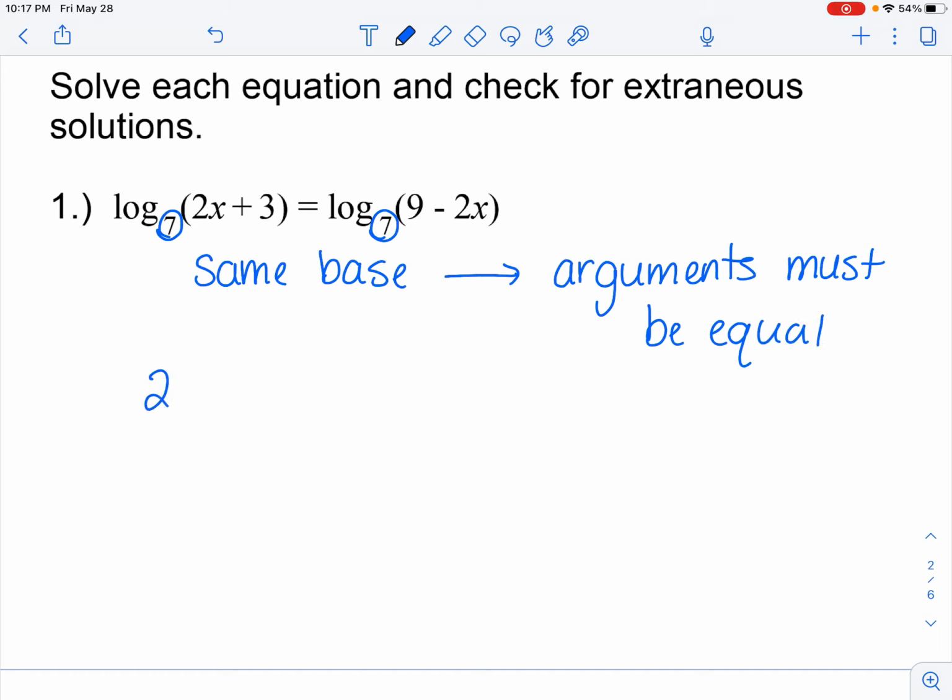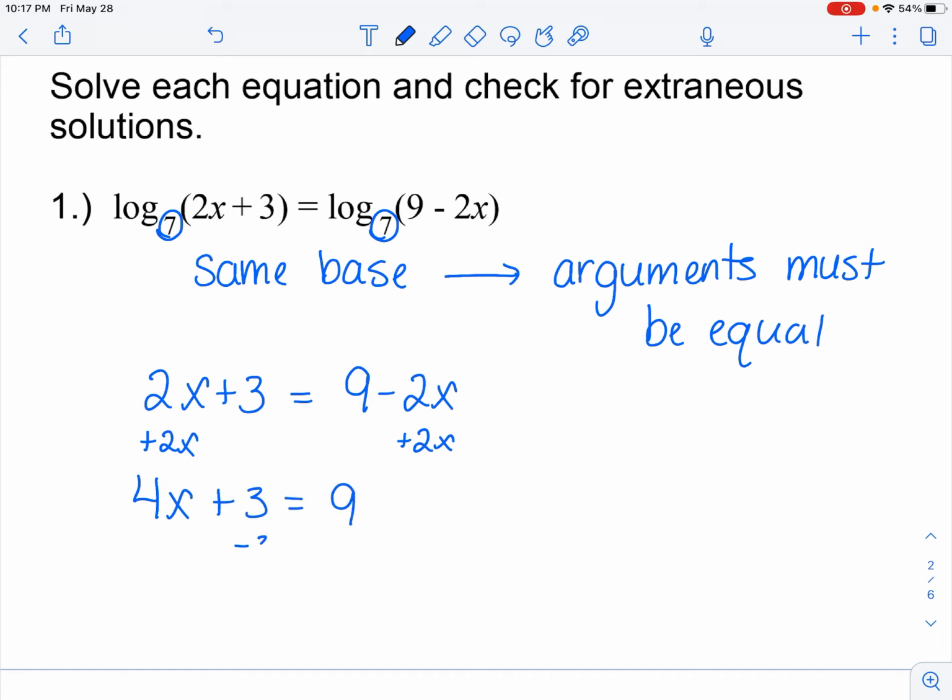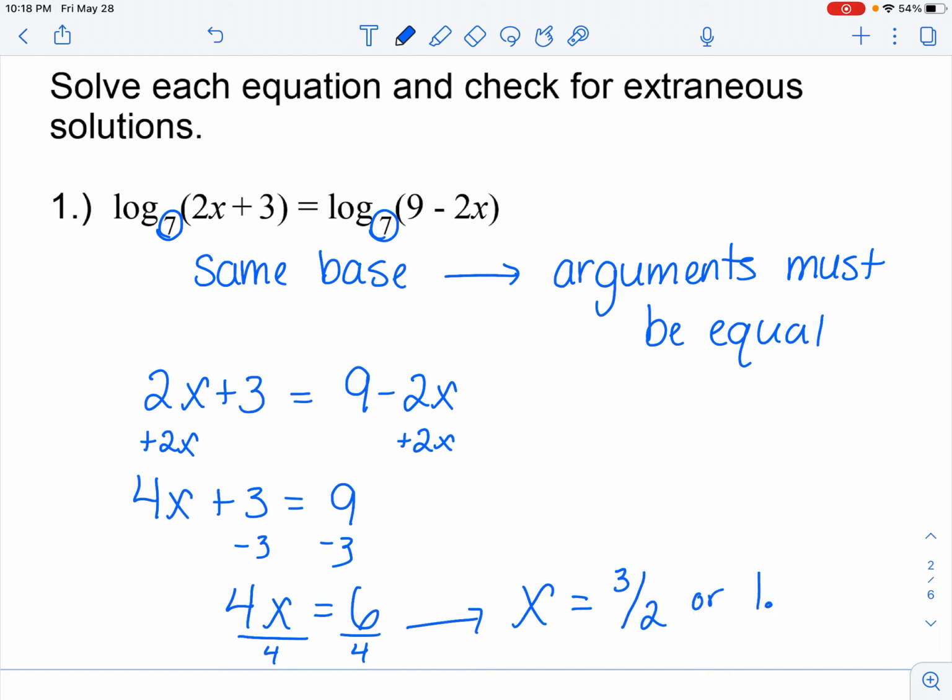Okay, so I'm just going to simply do 2x plus 3 from the first argument equal to 9 minus 2x from the second argument. I'm going to add the 2x over to get 4x plus 3 is equal to 9. Then take away the 3 to get 4x is equal to 6. And then divide out the 4. And we're going to get x equals 6 over 4, which reduces down to 3 over 2, or 1.5.